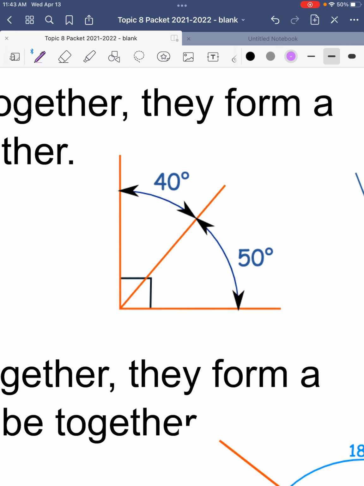So in this diagram right here, I do have two angles that are adjacent. This first one measures 40 degrees, and it is adjacent to this one that measures 50 degrees. Because 40 plus 50 equals 90, I know that they form a right angle and they are complementary. I can also tell that they form a right angle because that box will always indicate a right angle. It always indicates an angle that adds up to 90 degrees.